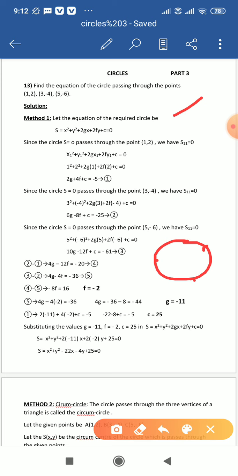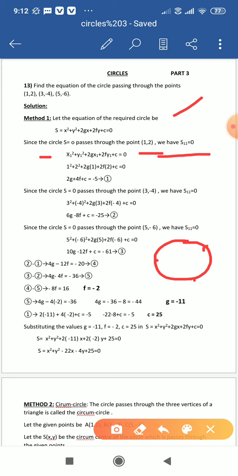Now we use the given conditions. What is the first condition? The circle passes through the point 1, 2. So since the circle passes through the point 1, 2, you know the condition. What is the condition? S11 is equal to 0. S11 means x1 square plus y1 square plus 2gx1 plus 2fy1 plus c, that is S11. That must be equal to 0 because the given condition is the point is on the circle.